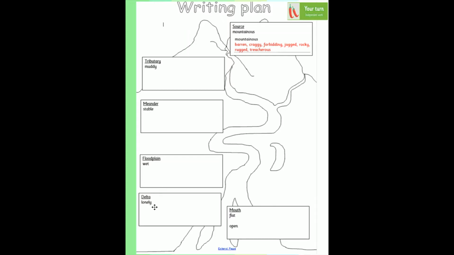The delta, I said it would be quite lonely. That's the adjective I put for the delta, lonely, because the delta is that island that's out there at the end of the river. So it'd probably be quite lonely out there on its own. And for the mouth, which is where the river meets the sea and it becomes really wide, I put quite flat and open. So those are the two adjectives that I've put for that feature of the river.